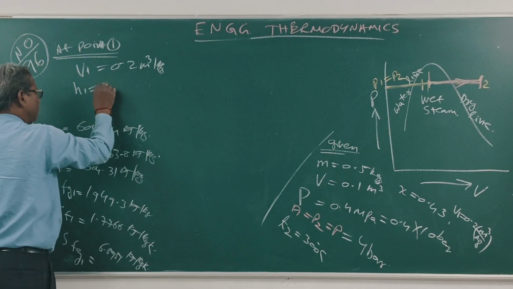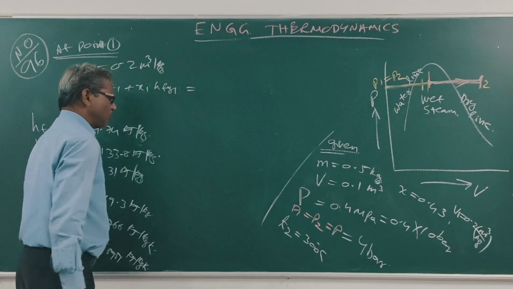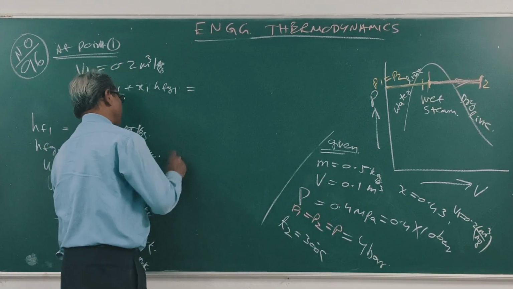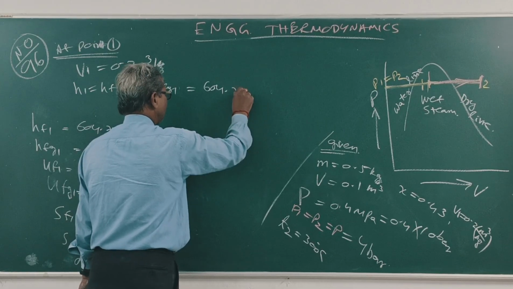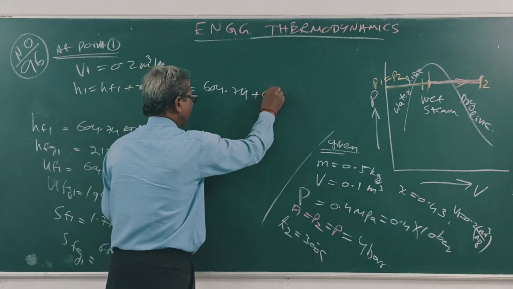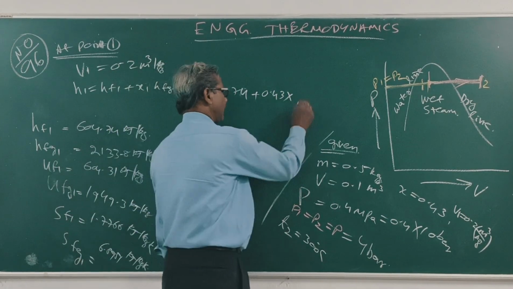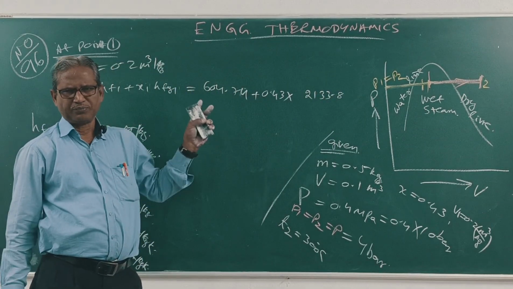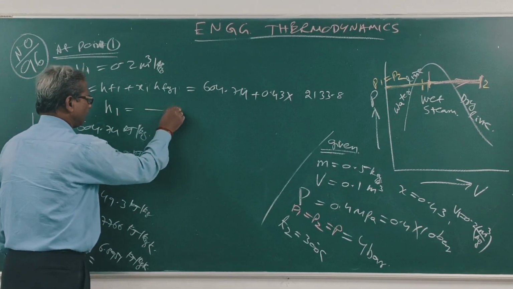H1 is equal to HF1 plus X1 HFG1. What is HF1? 604.74 plus X1, 0.43, into HFG 2133.8. This is H1. Clear? Find H1. H1 is in kilojoule per kg.